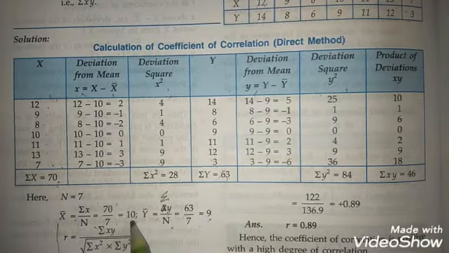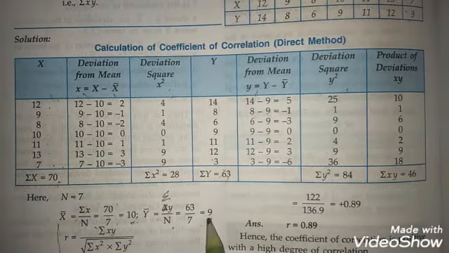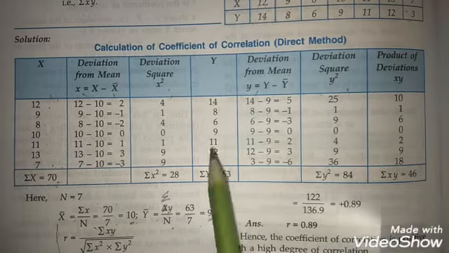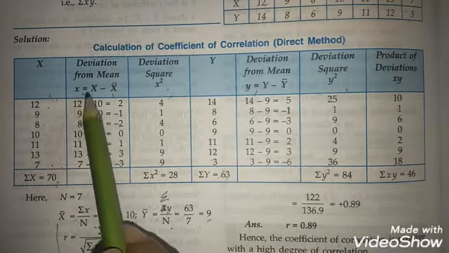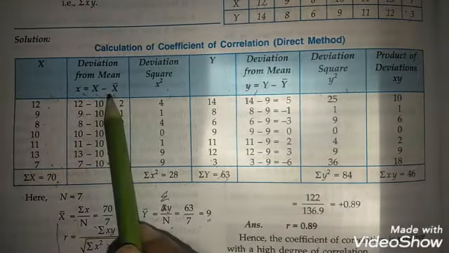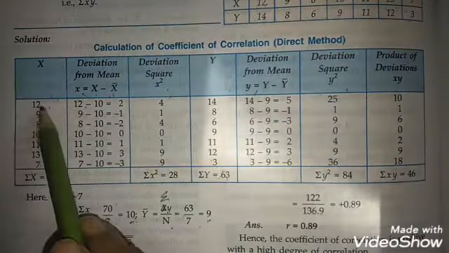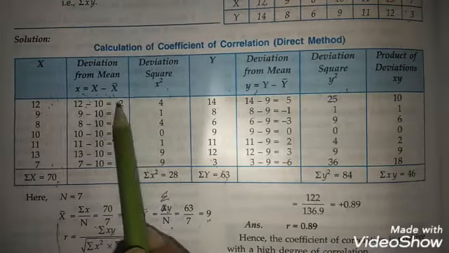So this is X bar, that is mean of the X series, and this is Y bar, that is mean of Y series. Now with the help of these, we are going to find out the deviation. So the deviation formula will be over here in direct method. It is X minus X bar. X bar we know for the first series is 10. So 12, X is 12 over here. So 12 minus 10, 2.